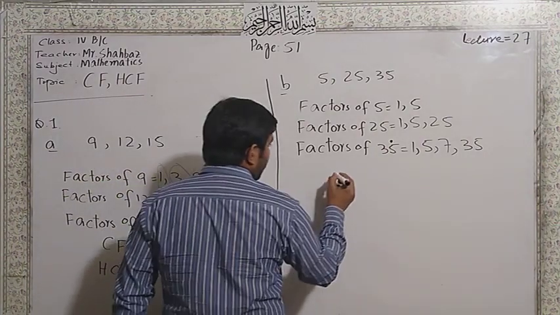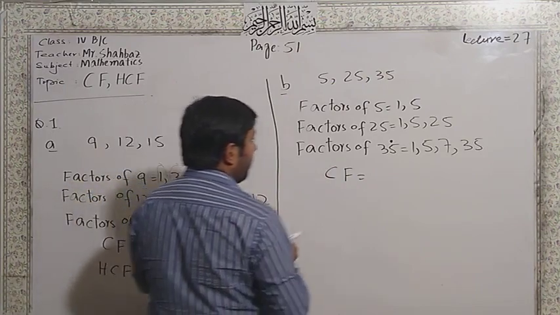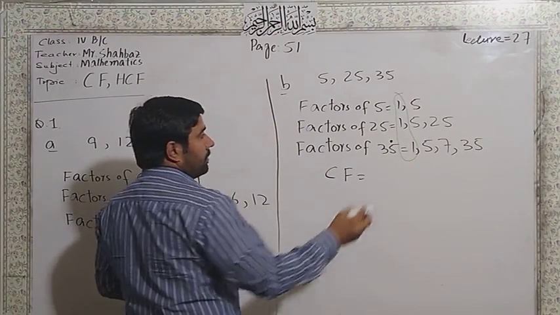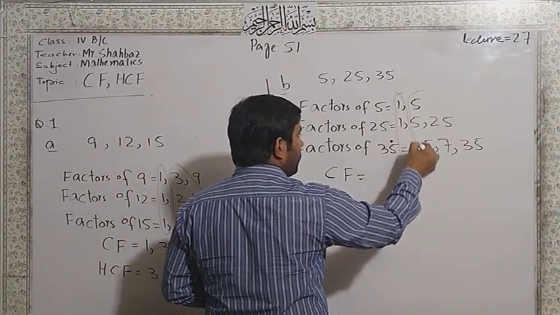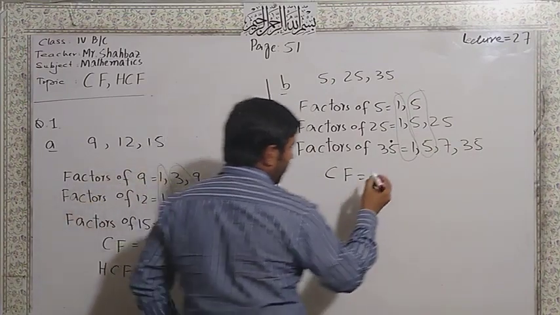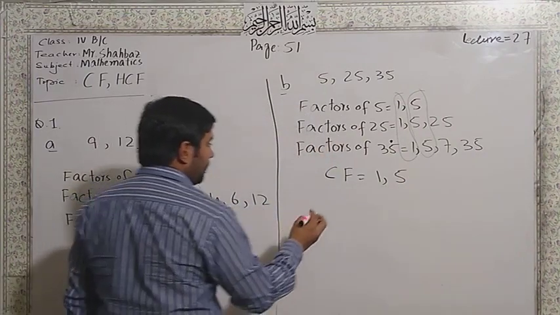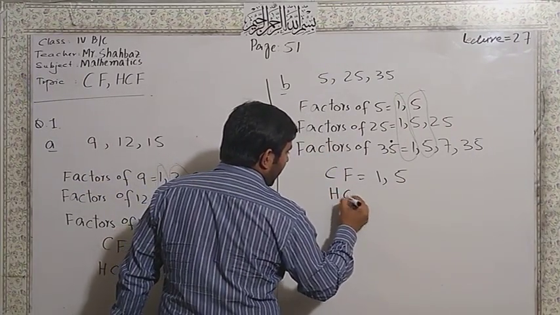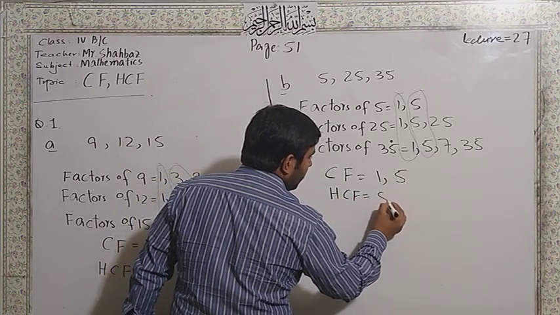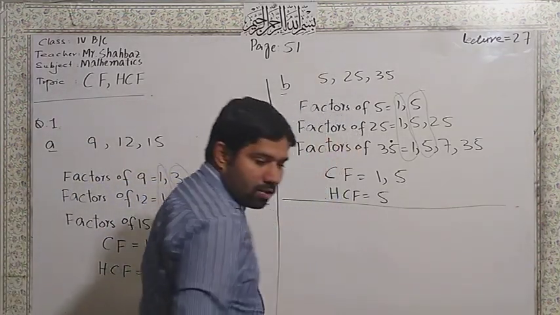Now you have to write common factors. You will look the common factors. 1, and then you have 5. Okay, these are the common factors, 1 and 5. And now you have to write highest common factor, mean HCF is equal to, this one is highest common factor.